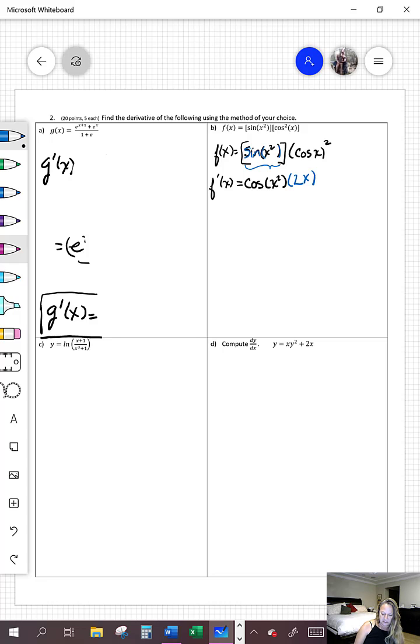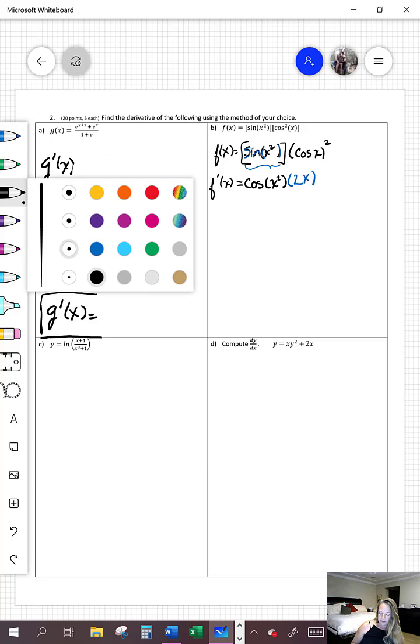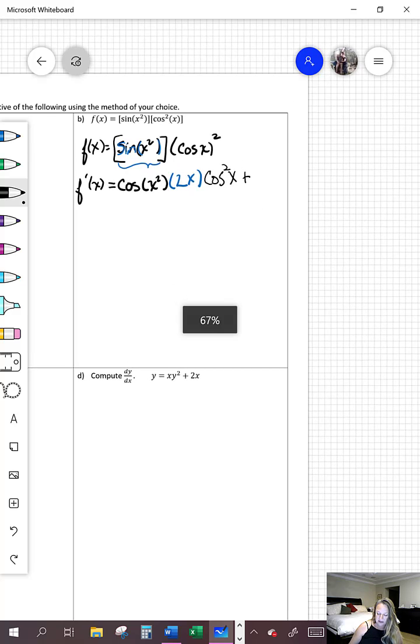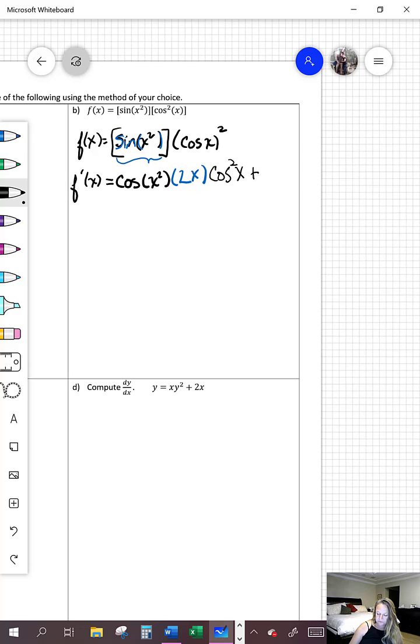Times the second function. Our second function is cosine squared of x, or cosine x quantity squared, plus the first function, which is sine x squared, times the derivative of the second function.